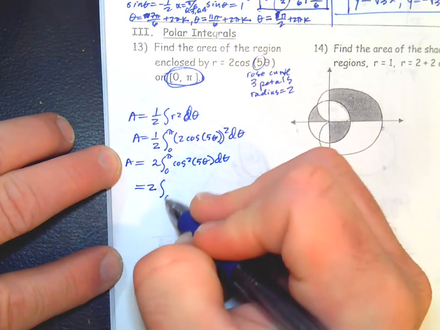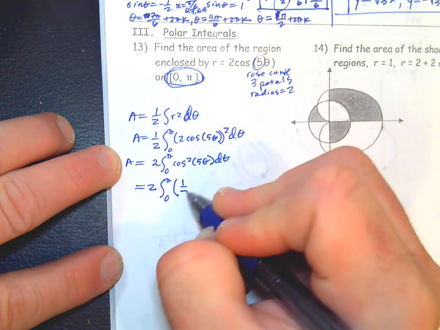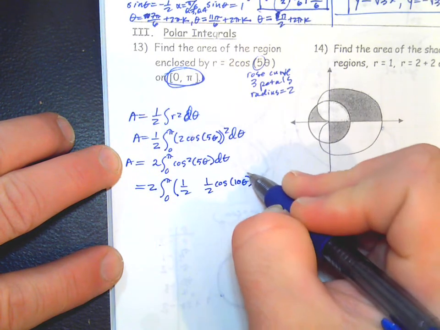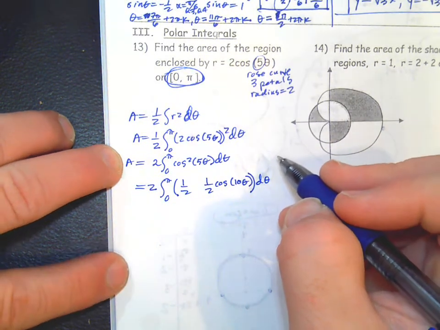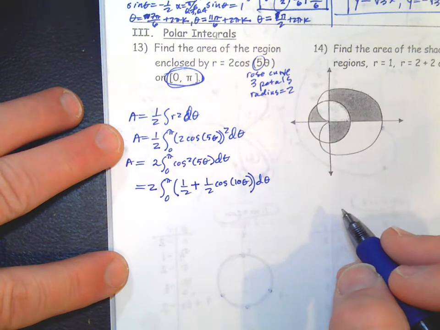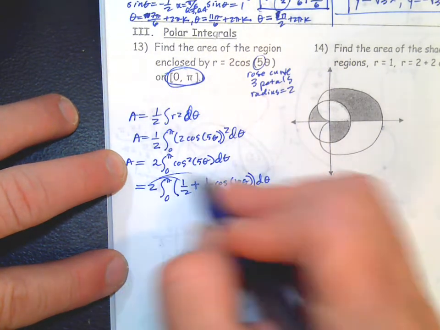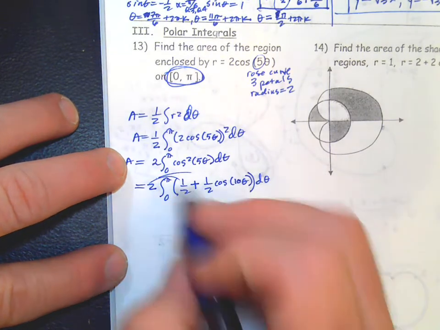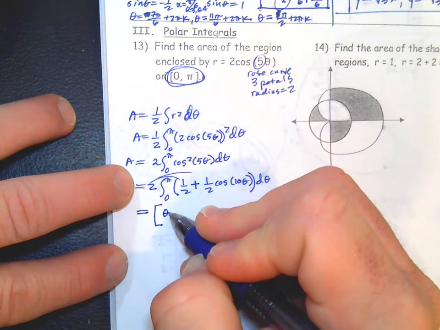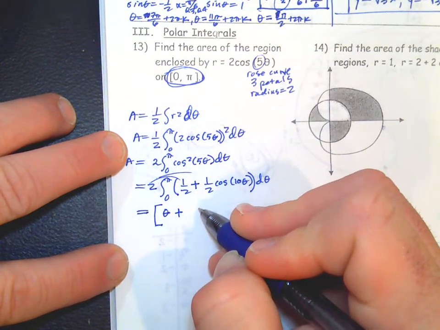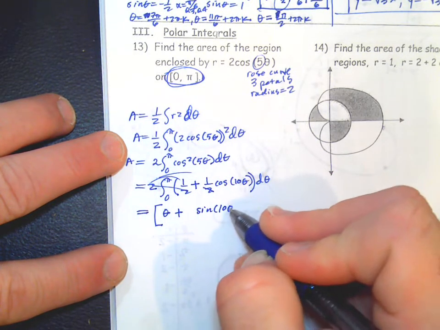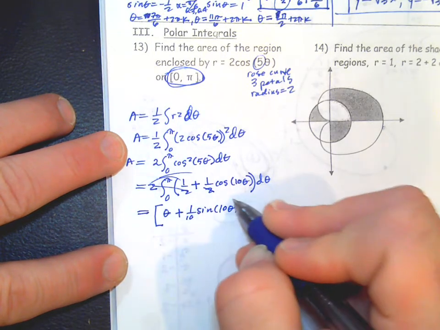So the identity says it's going to be 1/2 plus 1/2 cosine of the double angle. And this is true whether it's sine squared or cosine squared. The only difference is that it's going to be plus for cosine and negative for sine. Now, I'm going to go ahead and bring this 2 back in. So the antiderivative is going to be theta plus, these 2's are going to cancel, sine of 10 theta, but then an extra 10 is going to pop out, so we need a 1/10 here.